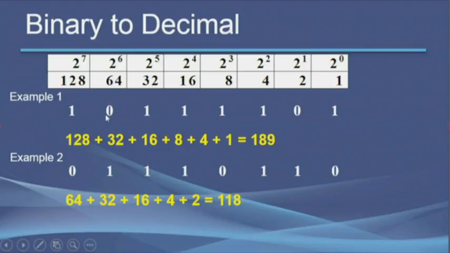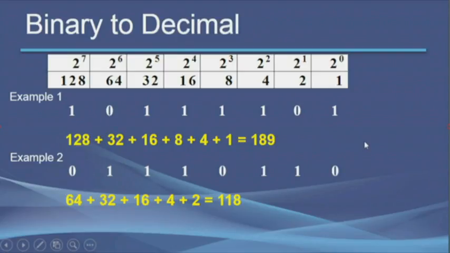Then the binary value for 2 to the power 6 is 0. It means we do not consider this 0. Then there is a 1 in the 32 position, we take it here. There is a 1 in the 16 position, we take it. There is a 1 for 8, there is a 1 for 4, there is no 2, the binary value is 0, we do not consider this, and there is 1 for the position 1. So you can take the 1 here. Then you take the sum of these numbers and you end up with 189, which is the decimal value of this particular binary value.